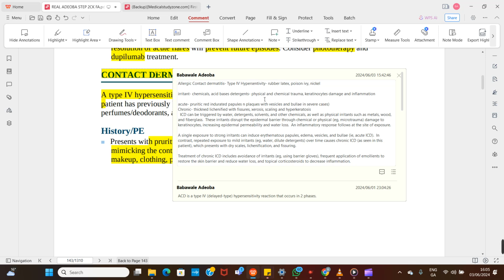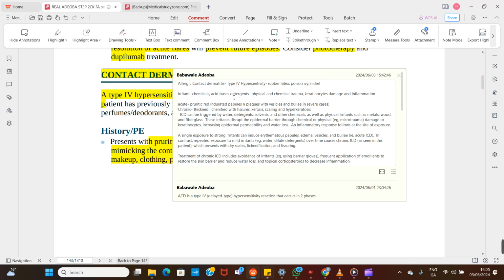The lesions are quite similar. You are going to see the red, pruritic, indurated papules and plaques, vesicles and the bullae, just like we have in allergic. Similar lesions. It's just the trigger that is going to separate them, right? So for irritants, it's going to be chemical or physical agent. So for the chemicals, we have stuff like soap and detergent. So if they tell us that somebody is using soap and detergent on the hands and develops the rash, you are not going to pick allergic. It's going to be irritant.